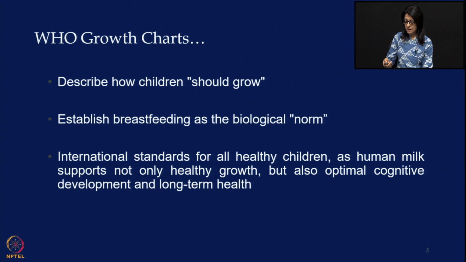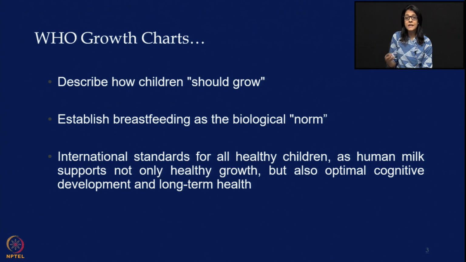These growth charts were created from this study, and they wanted to show how children should grow. I will describe how the study was done, but essentially it was to show how children should grow all over the world. It establishes breastfeeding as a biological norm, meaning all these children were breastfed. They wanted to show how breastfed children would grow all over the world, not just in India or in the US.